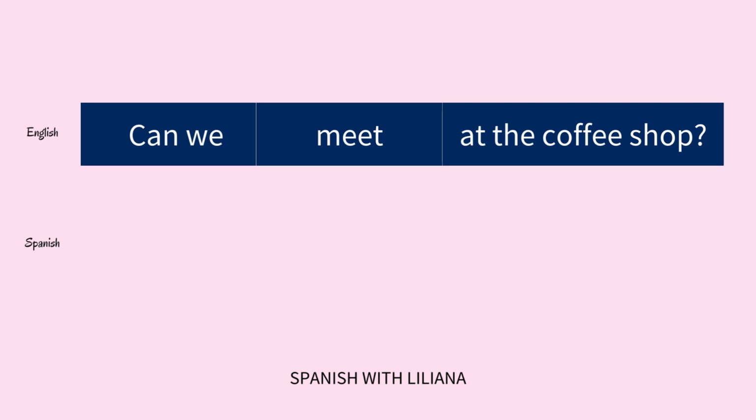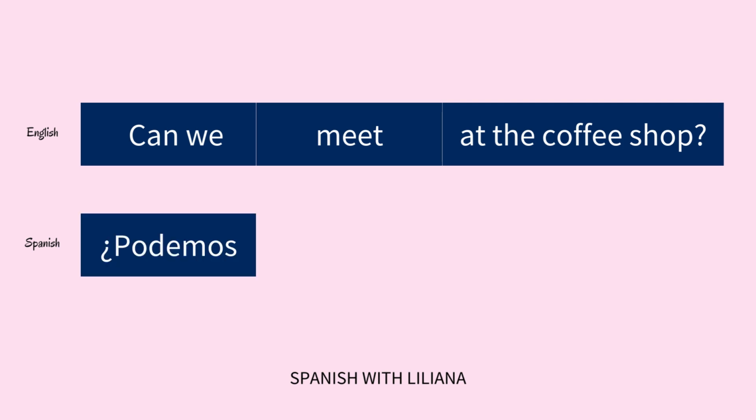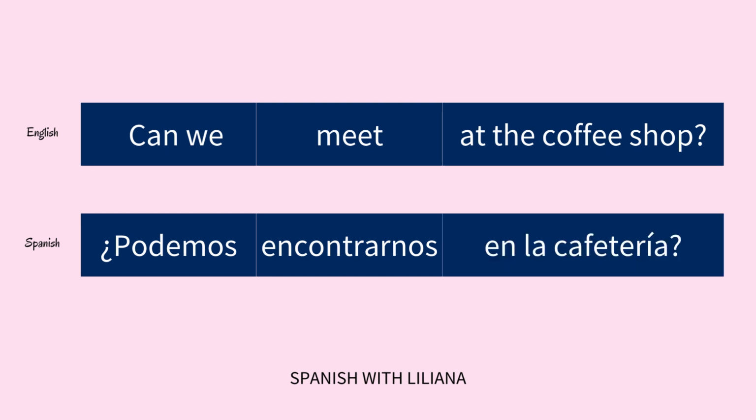And how do we ask the question? Can we meet at the coffee shop? Can we is podemos. And the rest of the sentence is the same. Encontrarnos en la cafetería. ¿Podemos encontrarnos en la cafetería? If you're going to use the pronoun, just put it between both verbs. ¿Podemos nosotros encontrarnos en la cafetería?